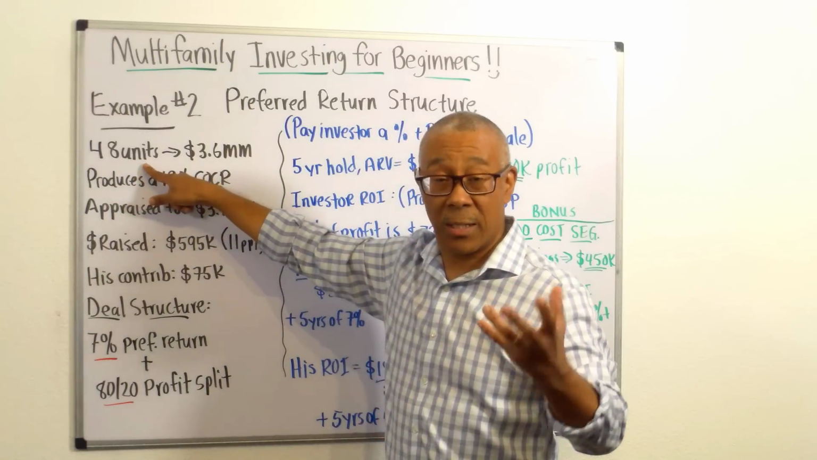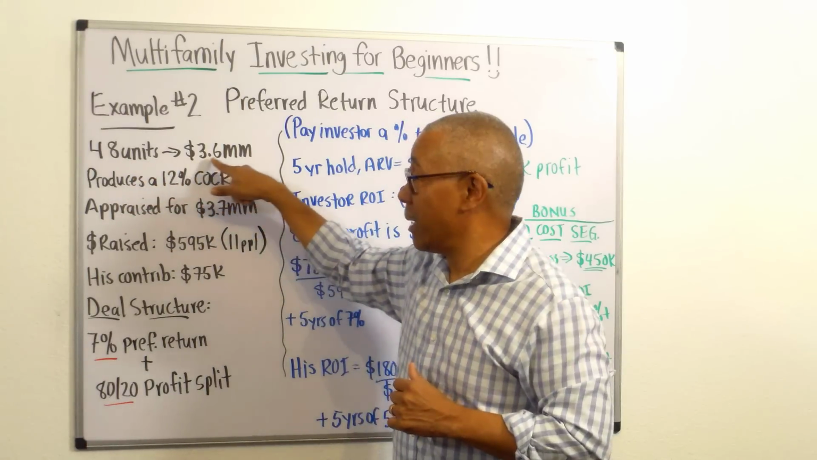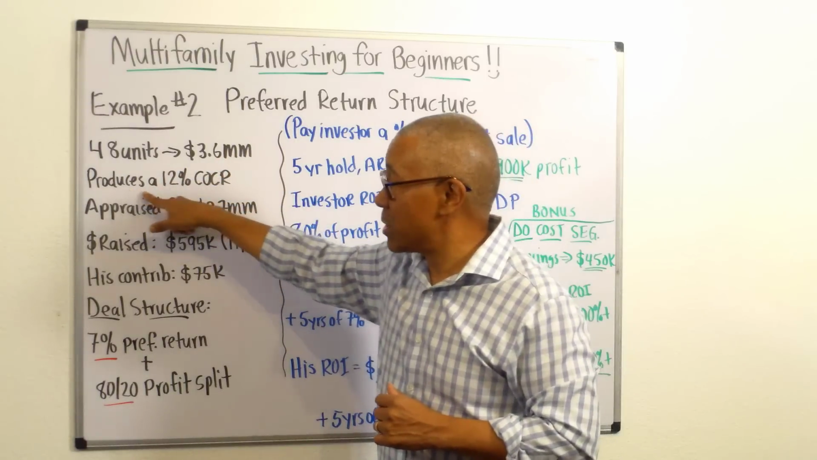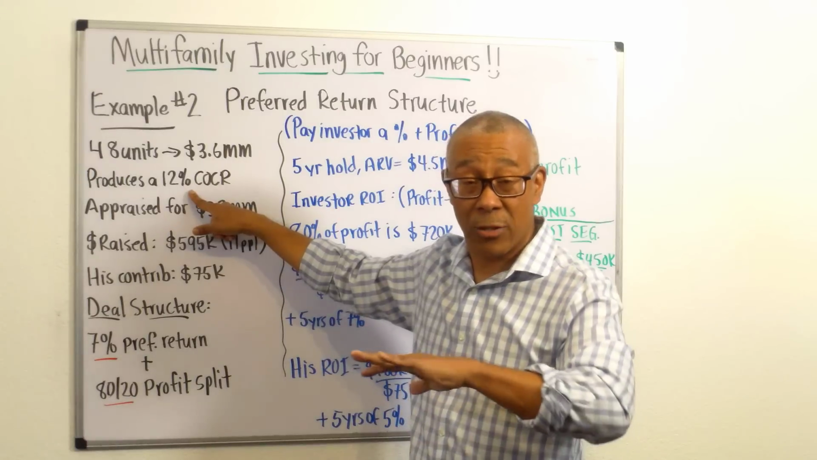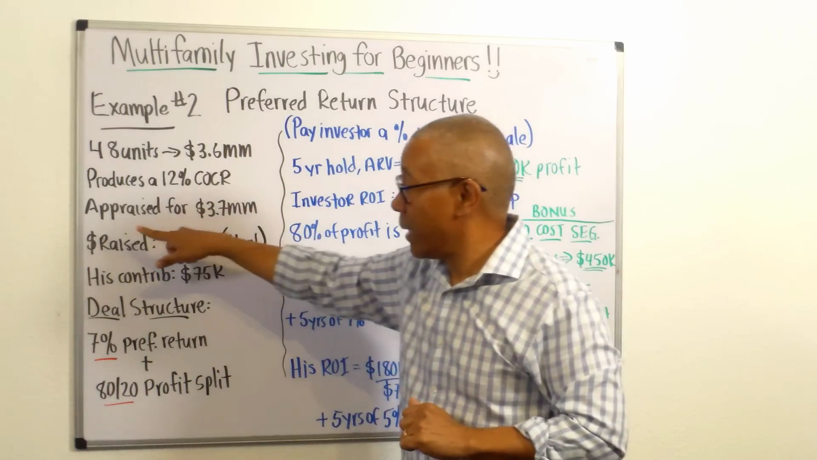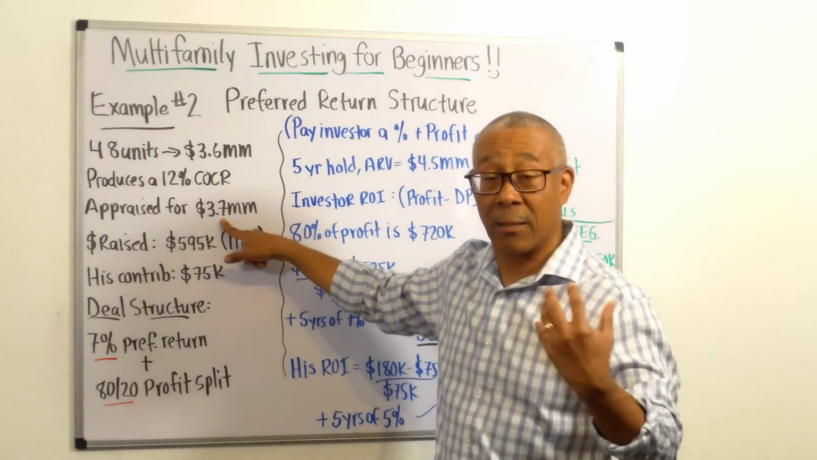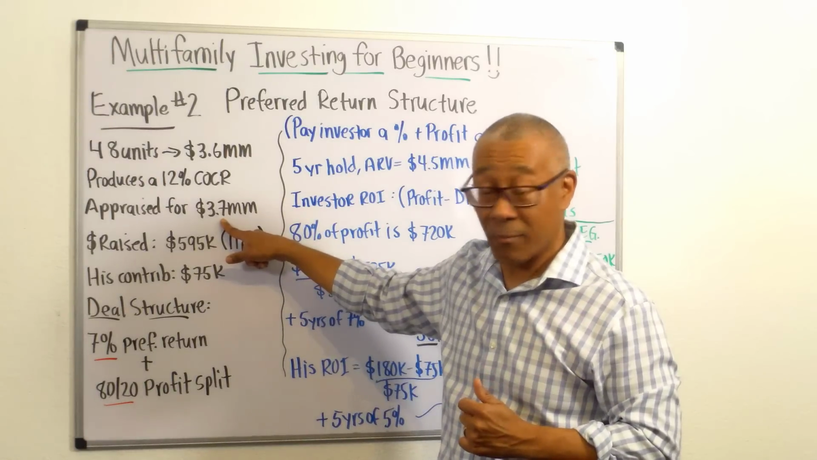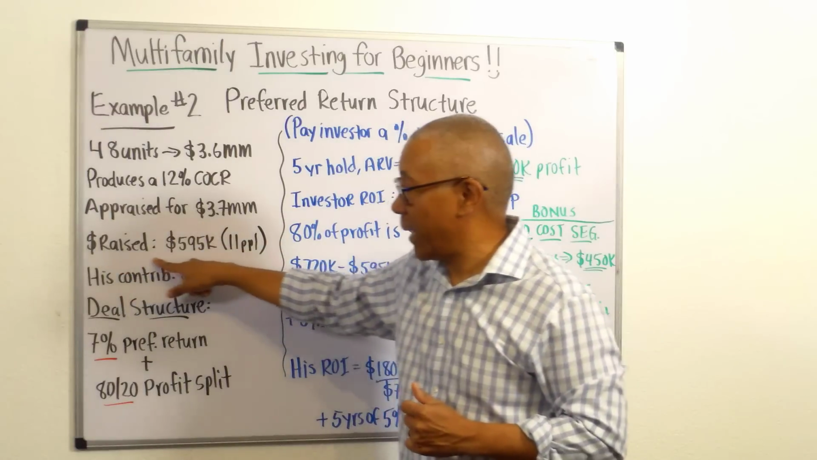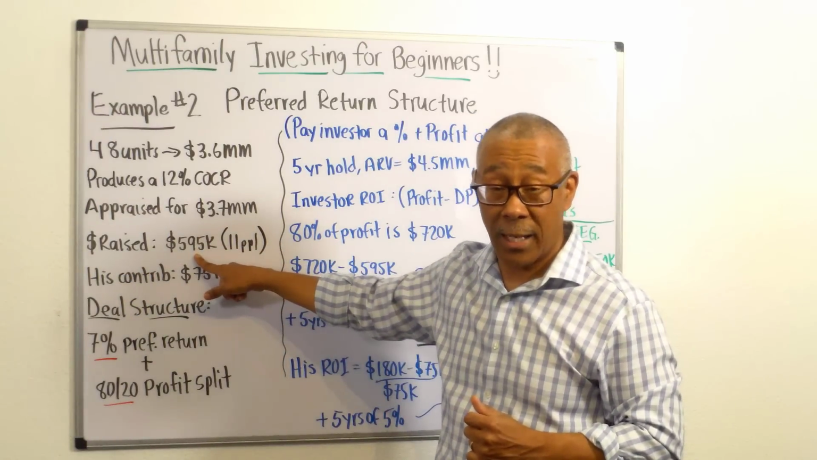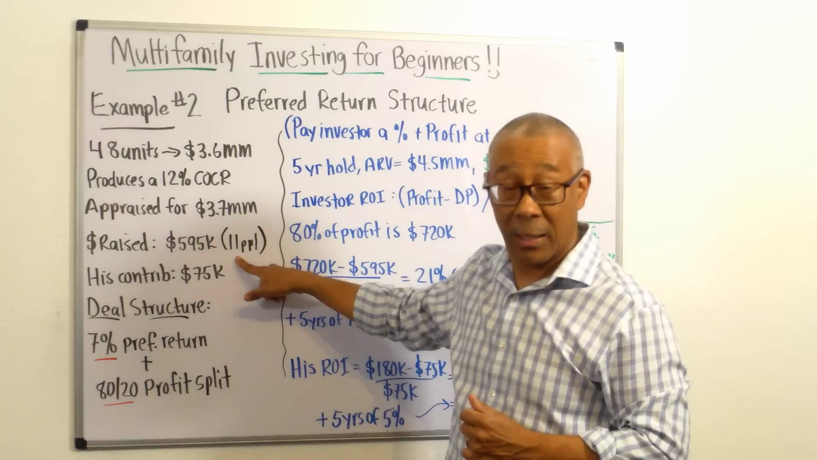Now, here's the deal here. So it's our student's deal, a 48-unit property. He paid $3.6 million for it, okay? And it produces a 12% cash-on-cash return for the deal, okay? It appraised for $3.6 million. So our student is walking in with about $100,000 in equity at day one. He had to raise for the down payment $595,000, okay? He used 11 people, 11 investors.